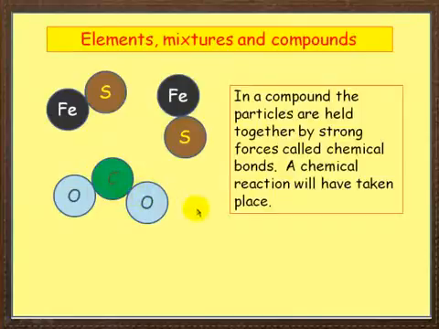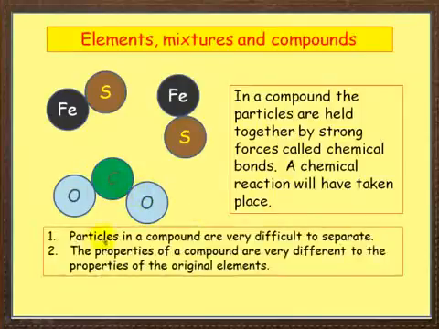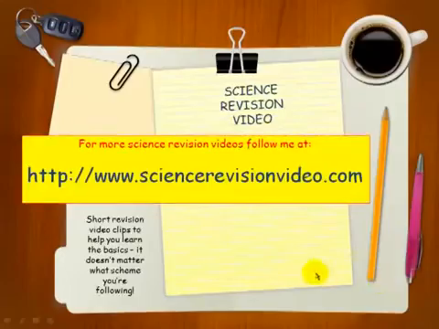So what are the properties of compounds? Well, first of all, particles in a compound are very difficult to separate. Okay, you couldn't separate these two now using a magnet, it wouldn't work. The properties of a compound are very different to the properties of the original elements. Think about this one here. Carbon's a solid normally, it's what you have in your pencil. Oxygen's a gas, but carbon dioxide is a gas. Okay? So that's a very brief recap on elements, mixtures and compounds.